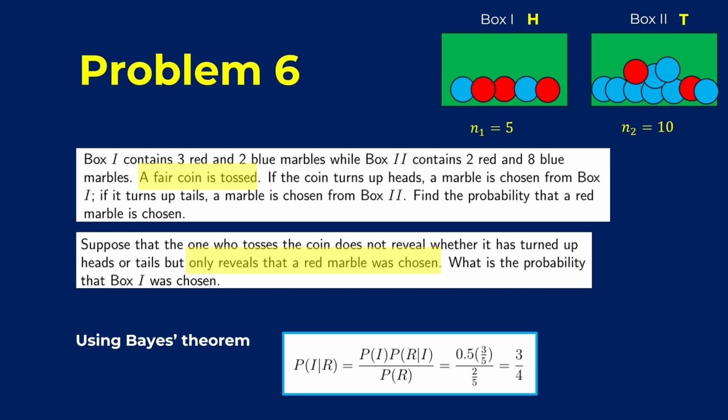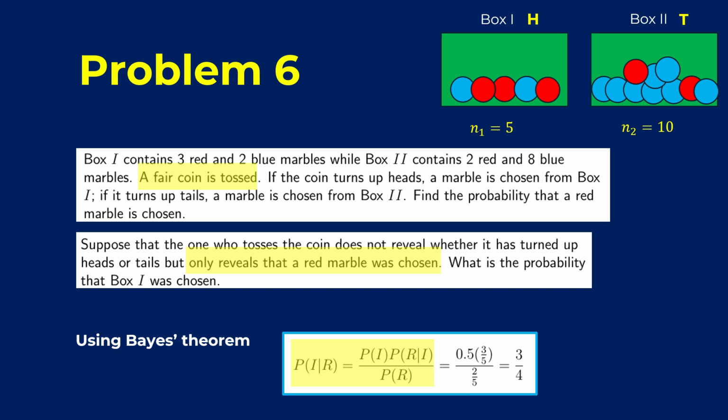The posterior probability, that is the probability that box 1 was chosen given that the chosen marble was red, is equal to the prior probability that box 1 was chosen times the likelihood of picking a red marble given that box 1 was selected. And we divide this product by the evidence term, which is the probability of selecting a red marble considering all possibilities.